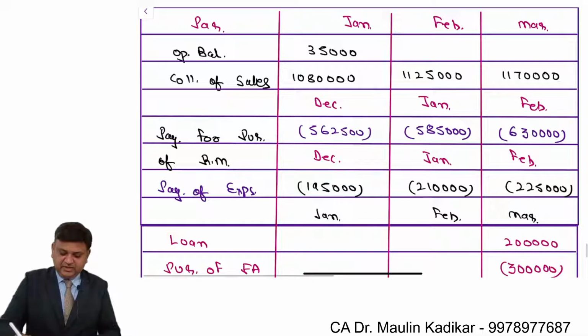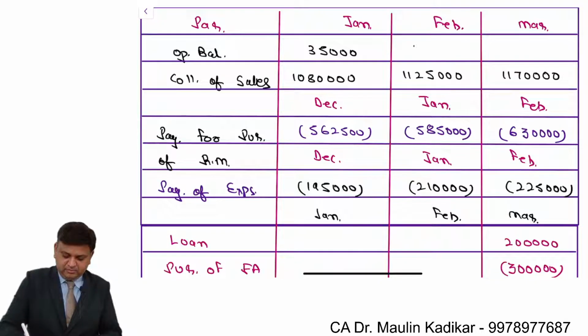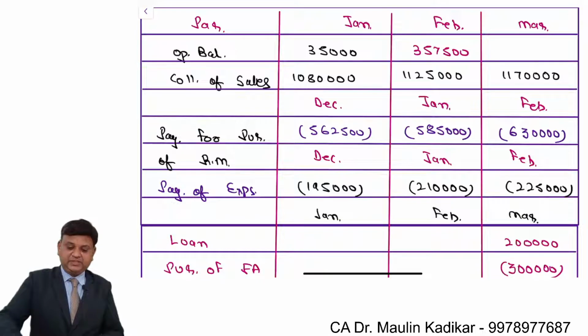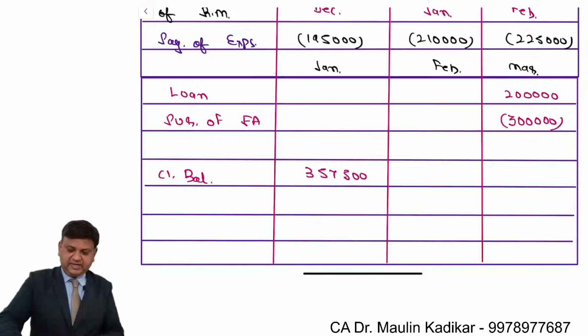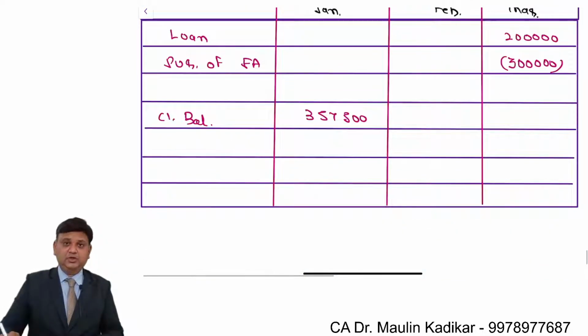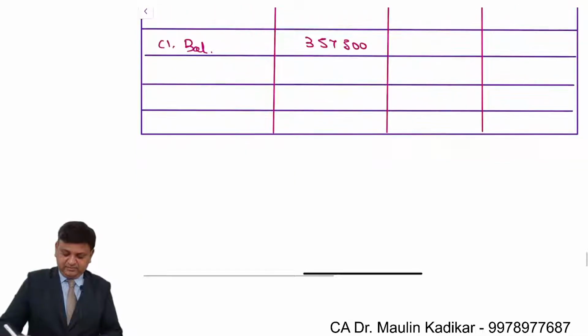Closing balance of January is opening of February. So plus 11 lakh 25,000 minus 5 lakh 85,000 minus 2 lakh 10,000. So it is 687,500.